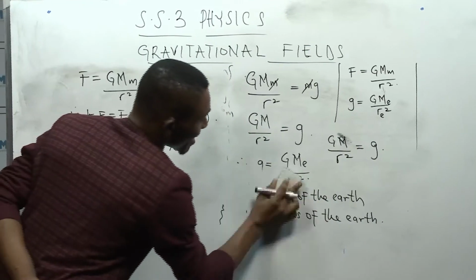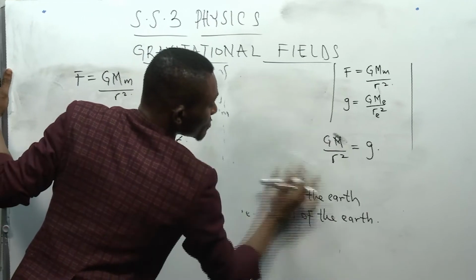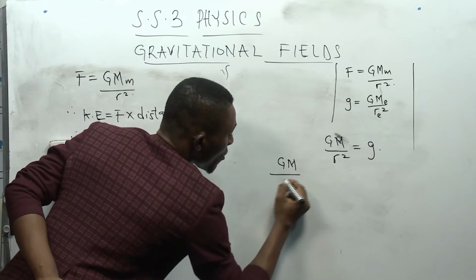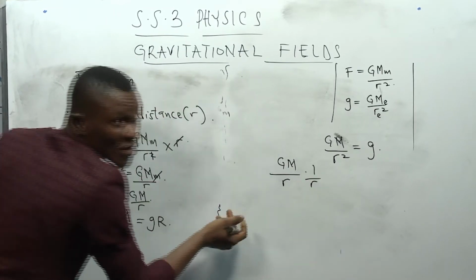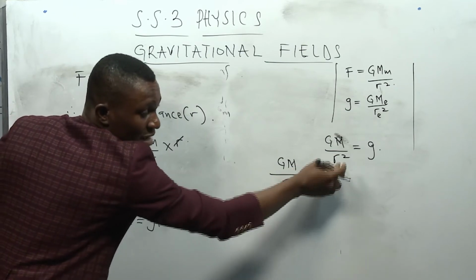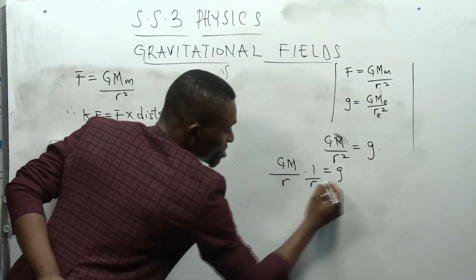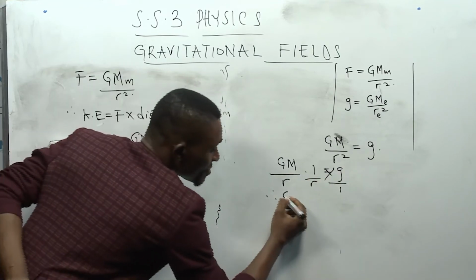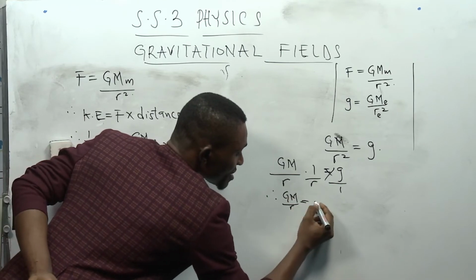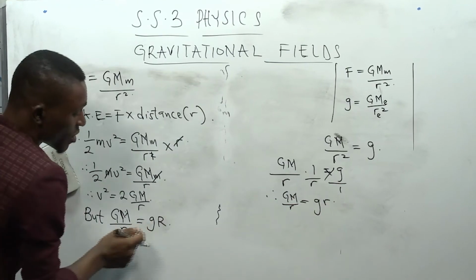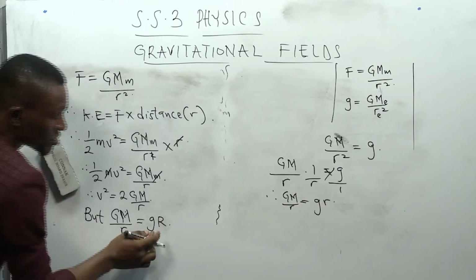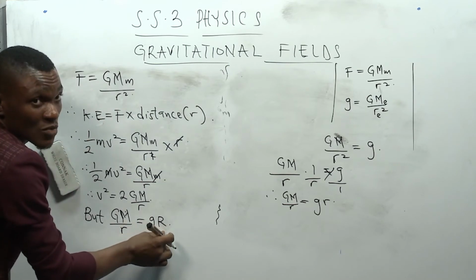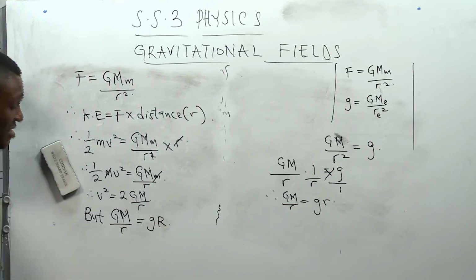From here, we can say that GM over R times 1 over R, we've not changed anything here, since R times R will still give us R squared, is equal to g. And from here, we can cross multiply and take this R to this side so that we have GM over R is equal to gR. So that is what we have here, that GM over R is synonymous to gR. The R here was just represented as capital letter R, since we are dealing with the Earth, and this R is represented as the radius of the Earth.